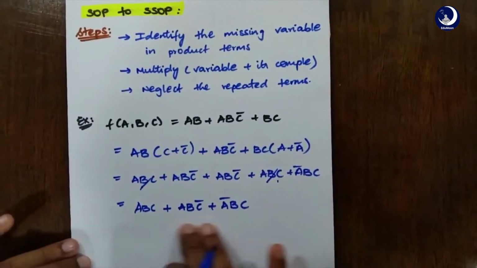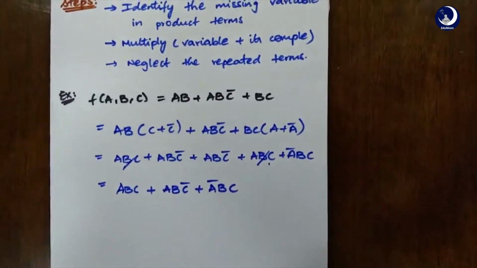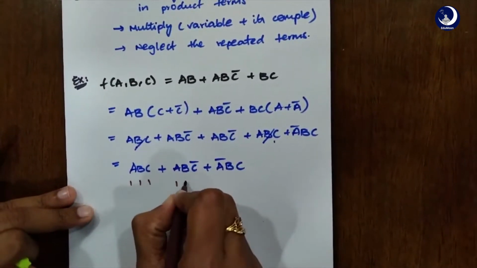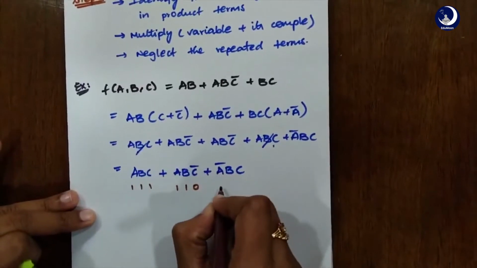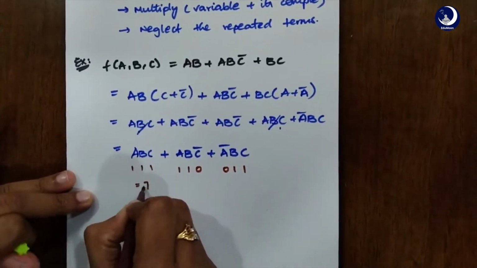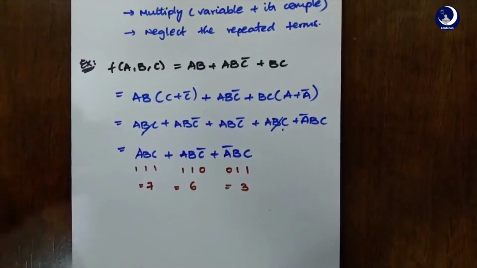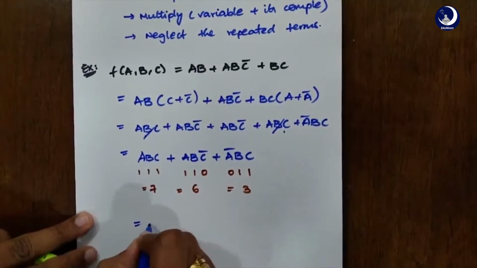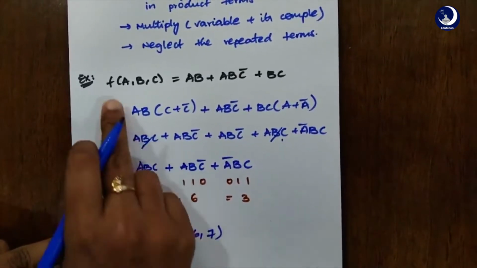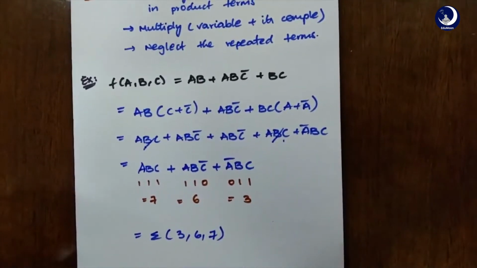Now we have obtained this. What should we do next? We need to find the values for these terms. abc is 1 1 1. ab is 1 1, and c bar means 0. a bar is again 0, then 1 1. Now what does 1 1 1 stand for? It stands for 7. This one equals 6, and this one equals 3. So finally, we represent this as sigma of 3, 6 and 7. So your given function is a representation of sigma 3, 6, 7. I hope you are very clear till here.